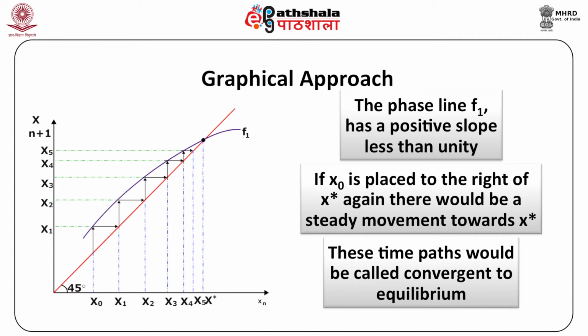Clearly, the phase line F1 has a positive slope less than unity. Now, starting from the given initial value x0, as the iteration progresses, it leads to the intertemporal equilibrium value x star in a steady path consistently without oscillation. Also, if x0 is placed to the right of x star, again there would be steady movement towards x star, now from the rightward side. So these time paths would be convergent to equilibrium.